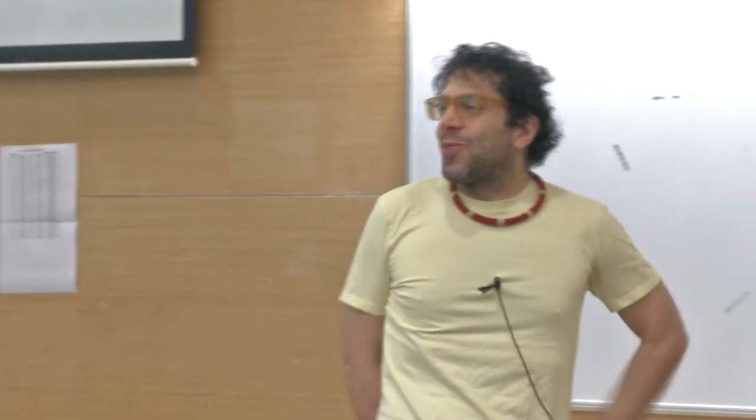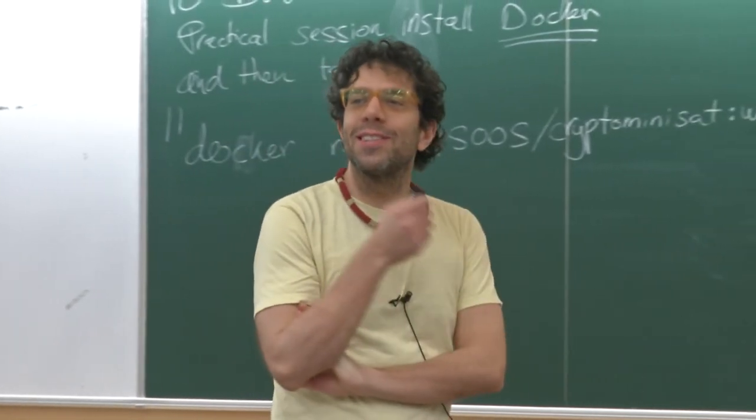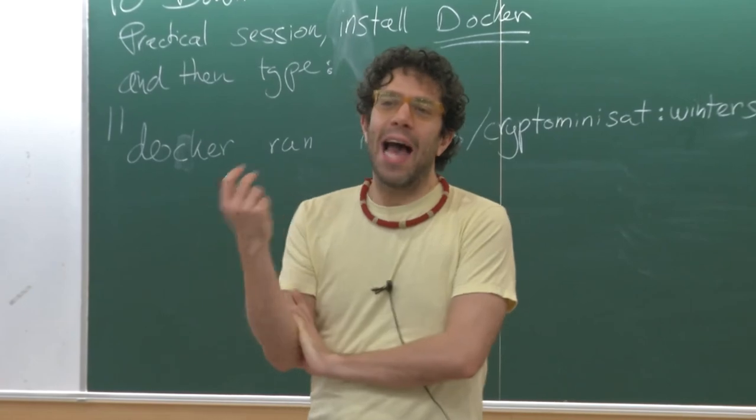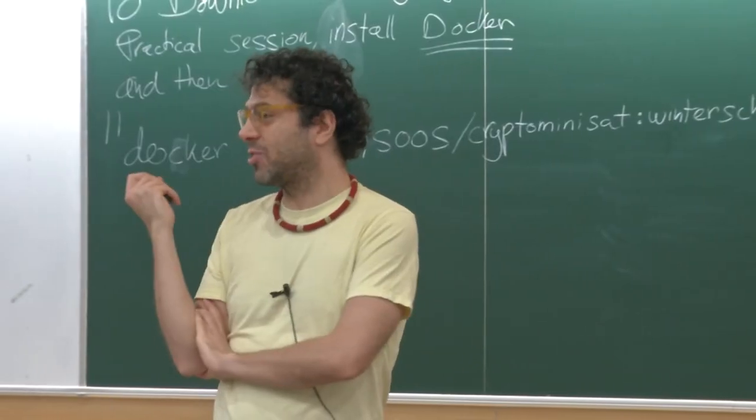Yes? So in the bounded variable elimination, is there a simple way of figuring out whether resolving with respect to one variable is going to lead to a reduction? Simple is a good question. You can use good data structures to help you do this. So the question was, how easy is it to figure out that this is going to lead to something less? Because you need to figure it out for every single variable, actually.